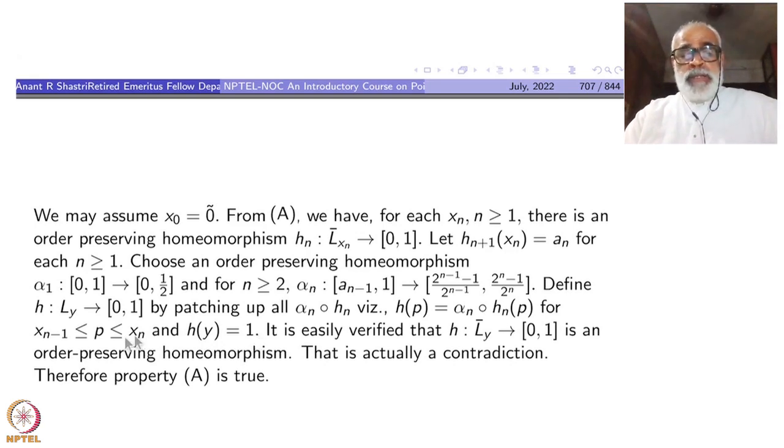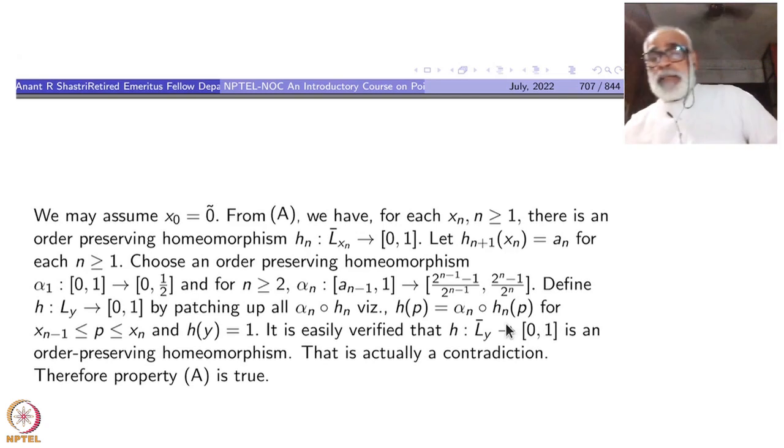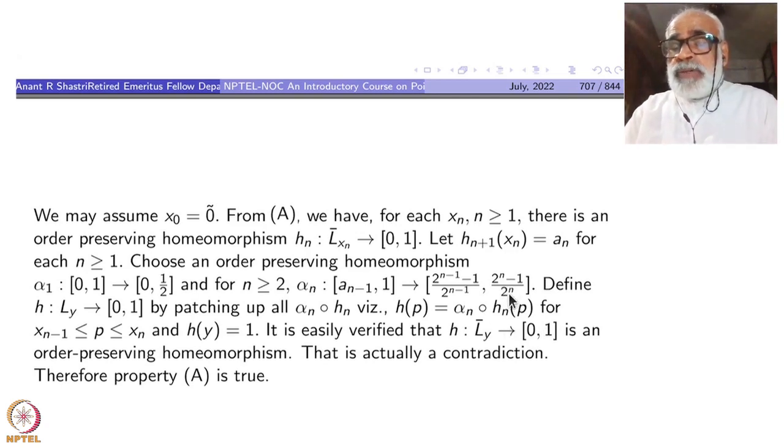Remember, if this is between X and Y, this function will never be equal to 1, because it is always something like 2 power n minus 1 by 2 power n. So 1 is not yet covered, so you take H of Y equal to 1. It is easily verified that this is an order preserving homeomorphism. The whole point is that all these (2 power n minus 1) by 2 power n, as n tends to infinity, will converge to 1. That is why if you define H of Y equal to 1, continuity comes.